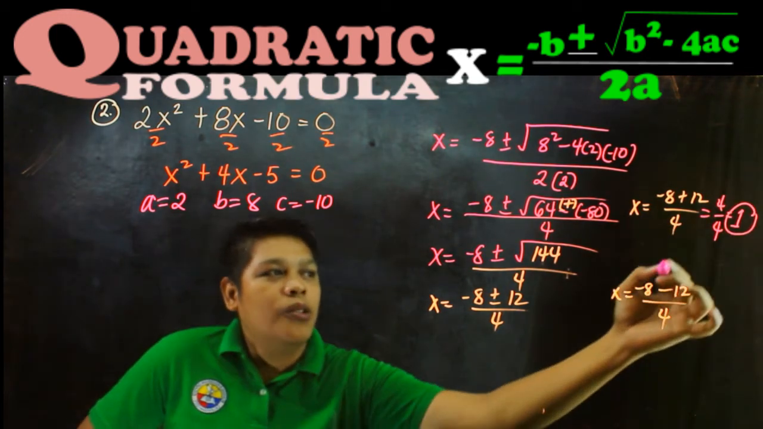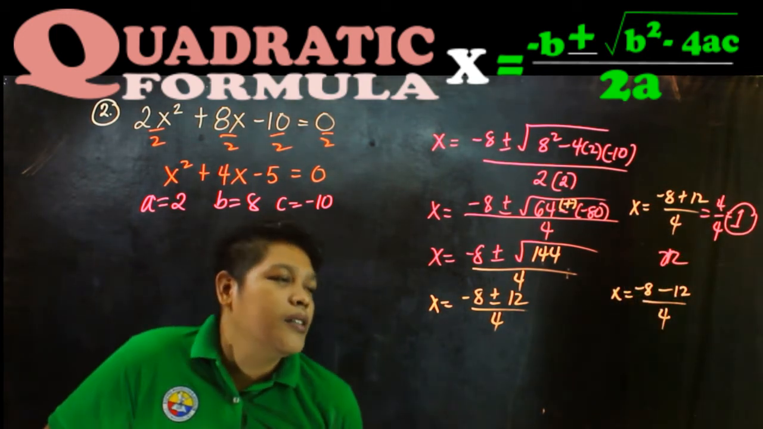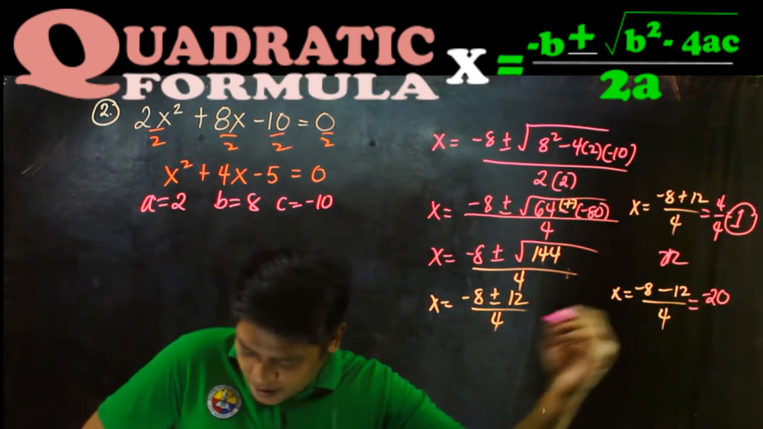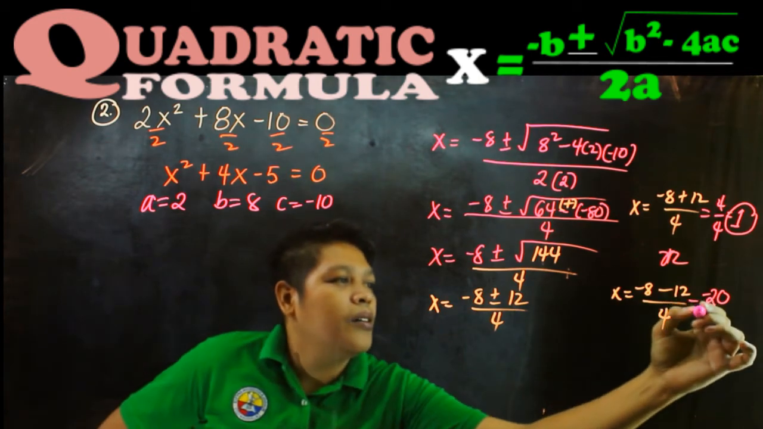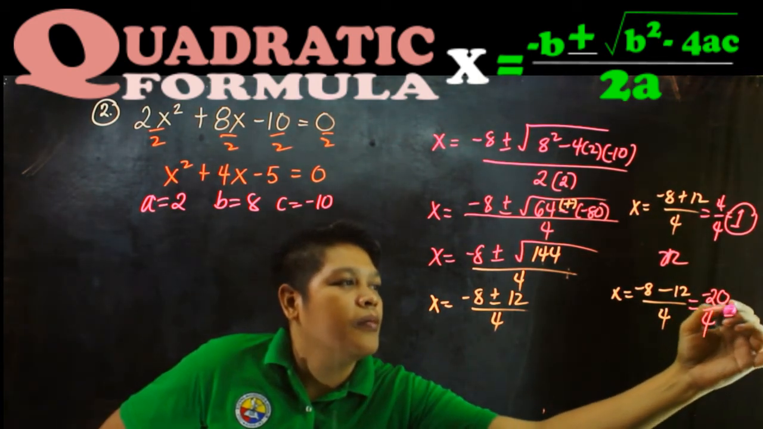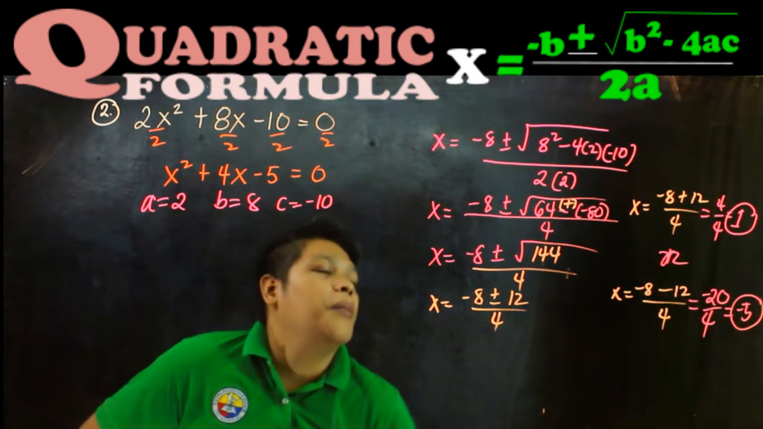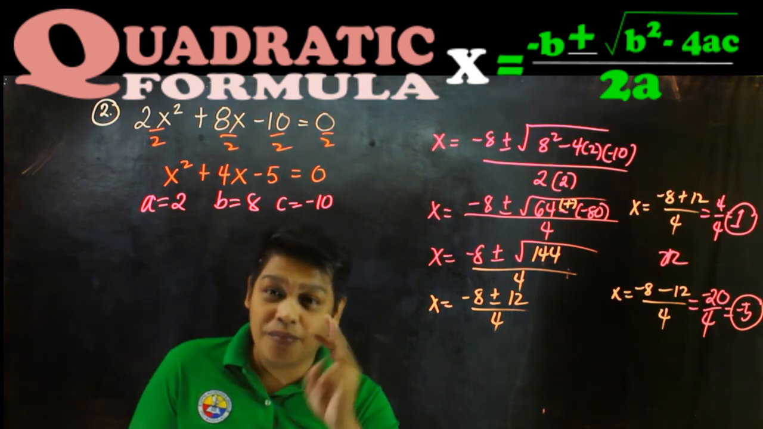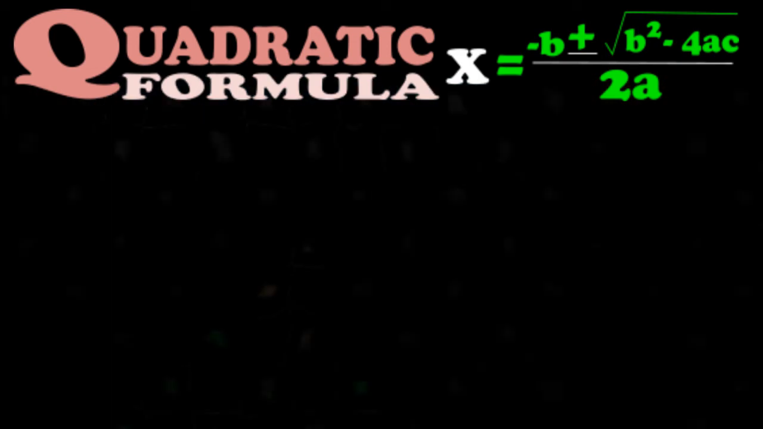Ito naman, or. So, ito ay magiging negative 20, no? Tama? Over 4. So, ito ay magiging negative 5. Kuha ba? So, let's go to example number 3.